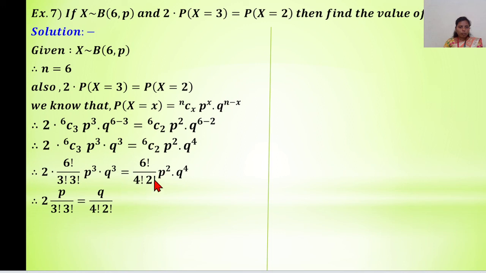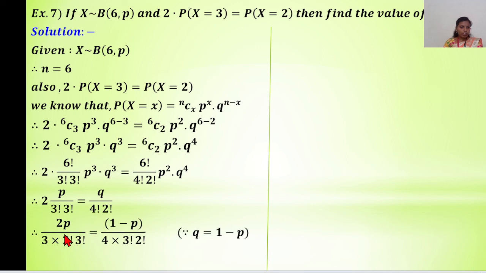Here p cube and p square terms cancel, remaining only 1 p. Also q raised to 4 and q raised to 3. Here q cube is cancelled, remaining 1 q. Now next step, therefore 2 into p divided by 3 into 2 factorial into 3 factorial is equal to 1 minus p divided by 4 into 3 factorial into 2 factorial, since q is equal to 1 minus p.